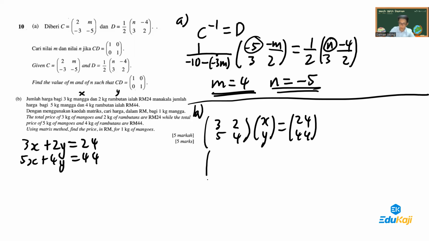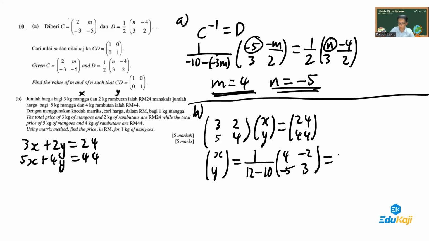To get rid of this 3254, multiply by the inverse on both sides. Multiply in front, and this will be gone. Multiply in front on the left, and on the right side of the equation too. You have to put it in front. So 1 over AD, 3 times 4, 12, minus BC, 5 times 2, 10. Switch A and D, negative B and C, times 24, 44.